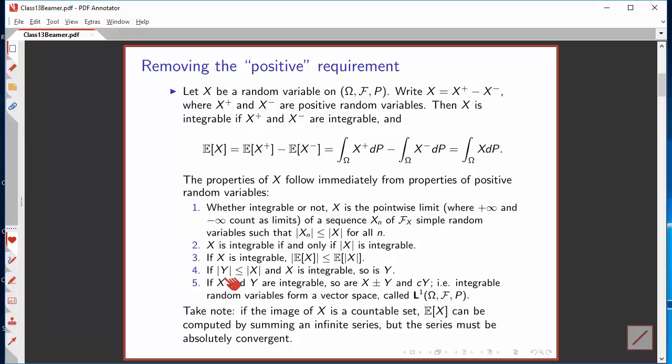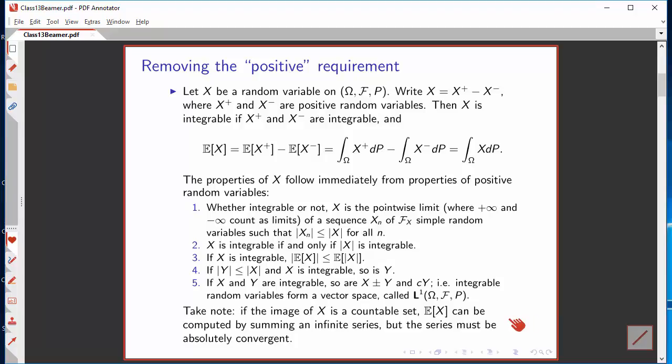If we look just at absolute values, so we're talking again about positive random variables, then as you already know, the smaller of two random variables is integrable if the larger of the two is. Finally, if we find that random variables x and y are integrable, so are their sums, so is a scalar multiple of either of them. That is, they form a vector space, and the usual name for this vector space is big L1.